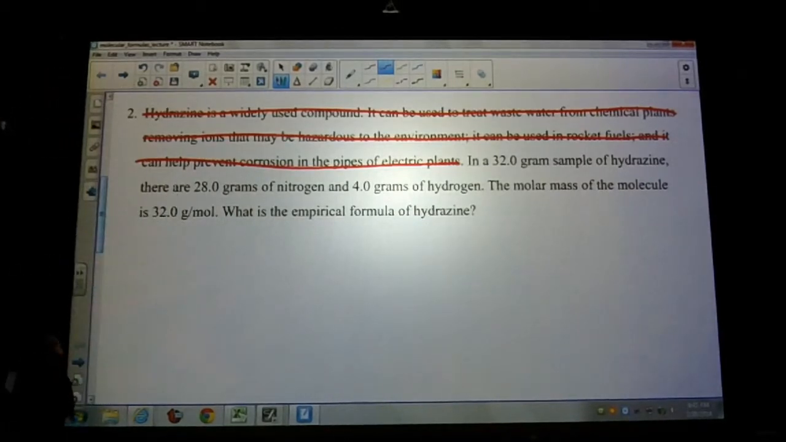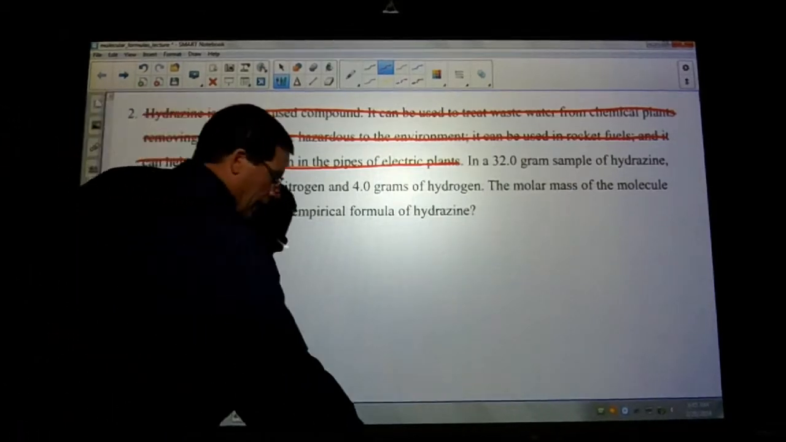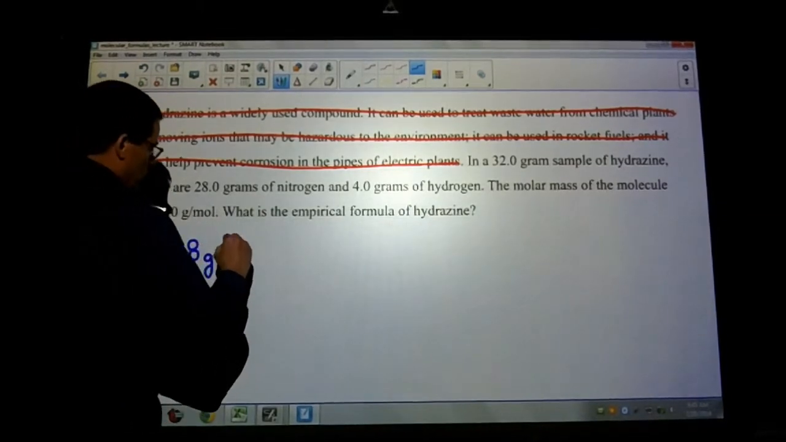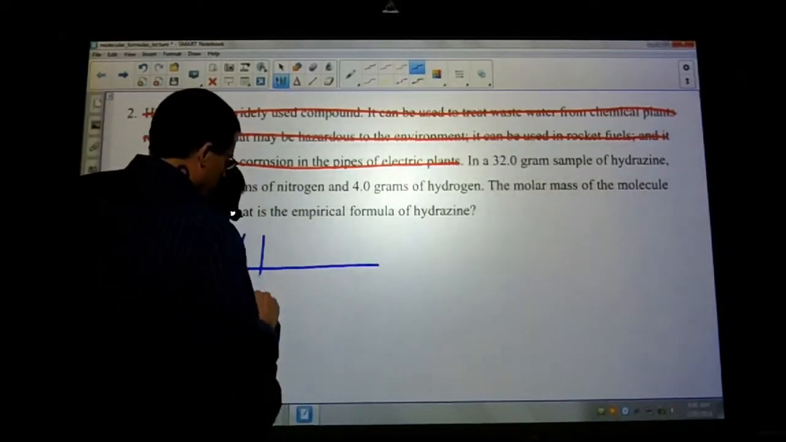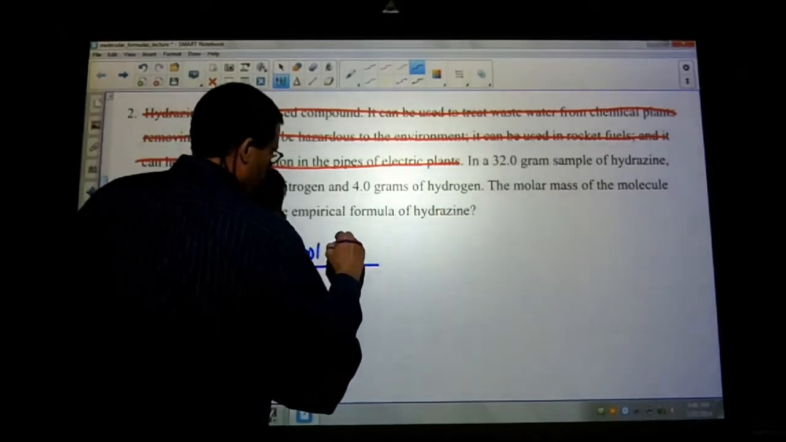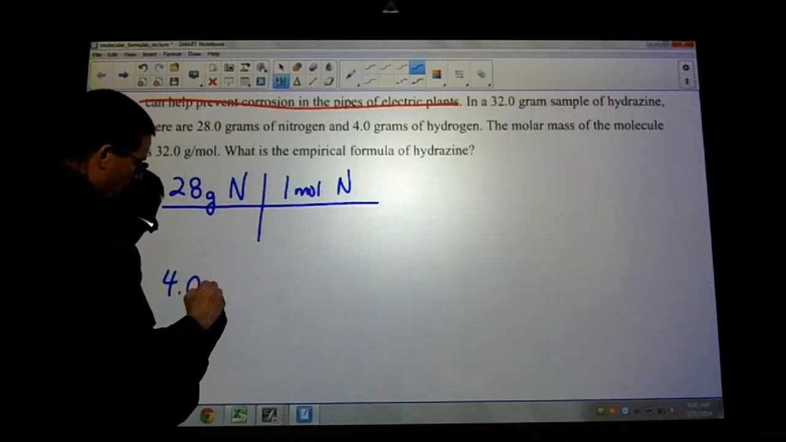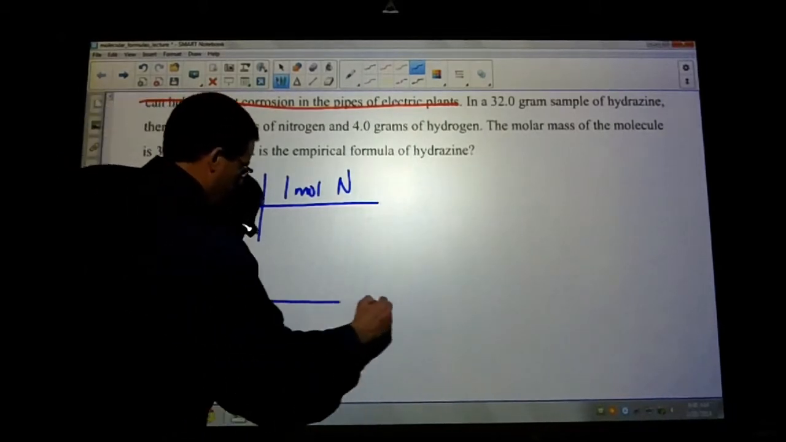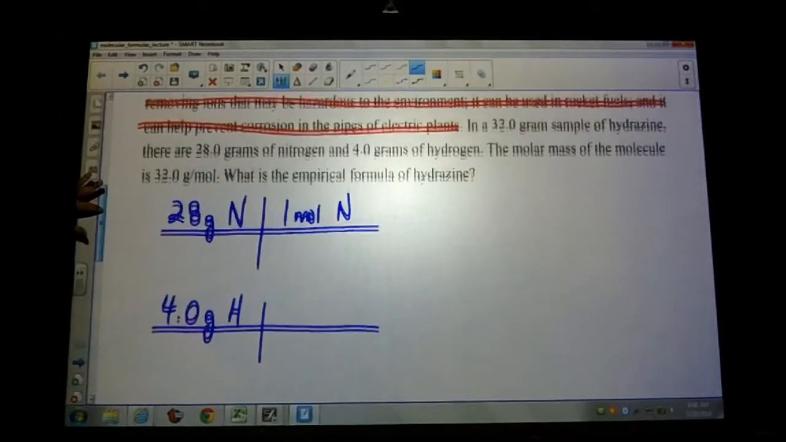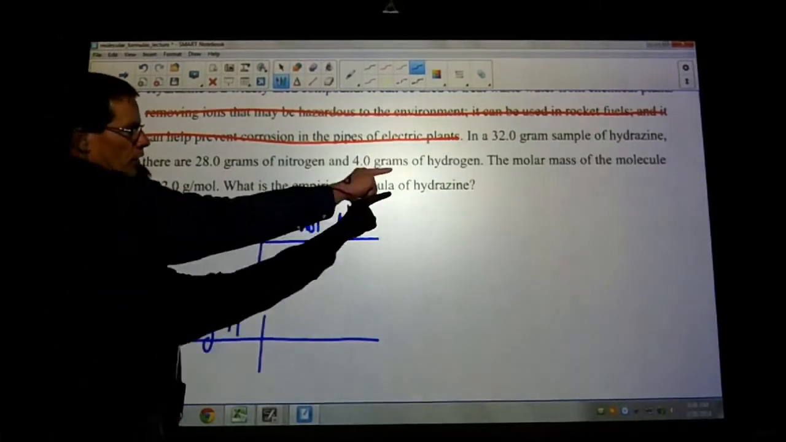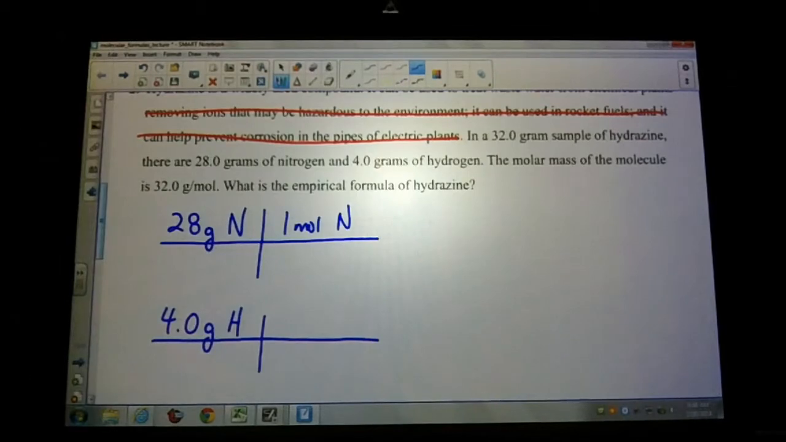All right, so here the question says, in a 32-gram sample of hydrazine, there are 28 grams of nitrogen and 4 grams of hydrogen. Is that important? Yeah, that's pretty good. So we'll start off with our 28 grams of nitrogen, and we want to find out how many moles we have of that. And we also have 4 grams of hydrogen. Because in this problem, it did not give you the empirical formula. And it says, continuing on, the molar mass of the molecule is 32 grams per mole. What is the empirical formula of hydrazine?